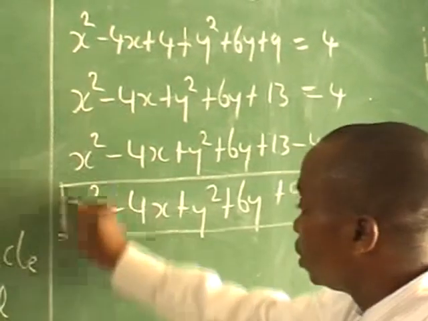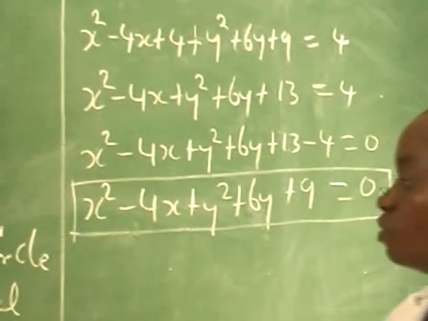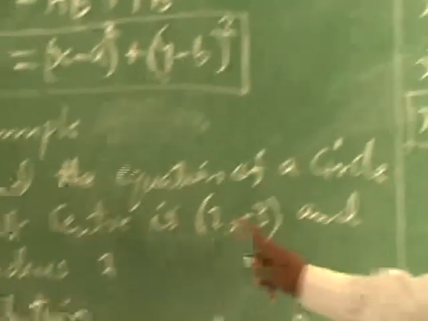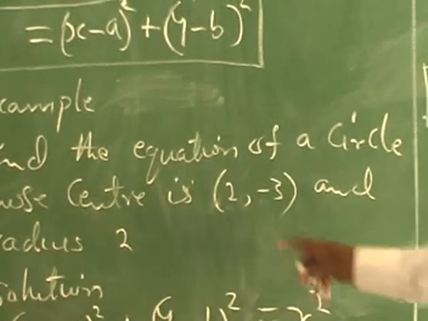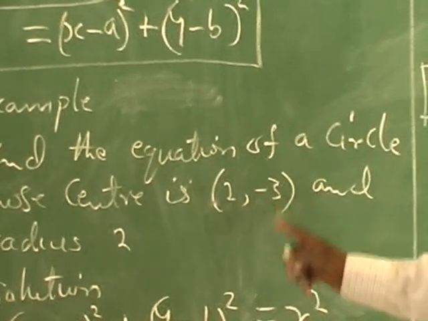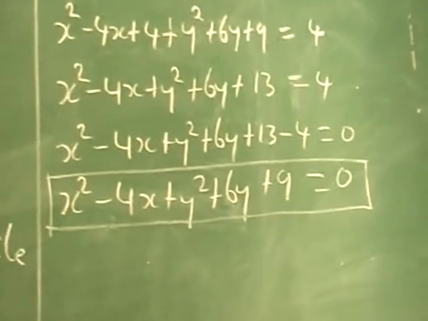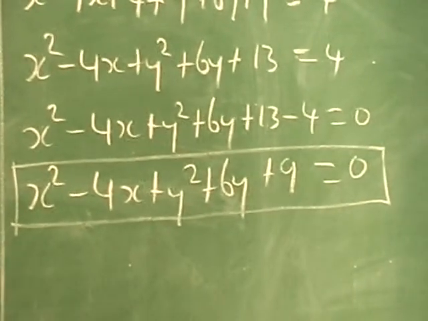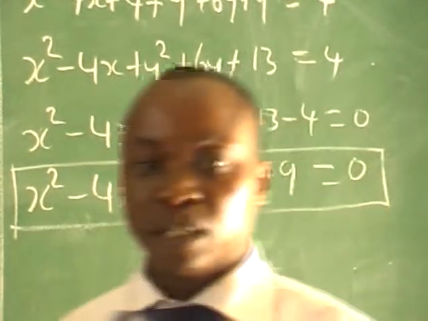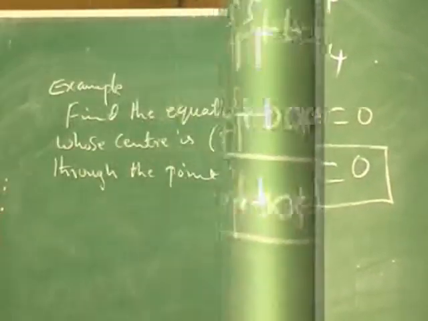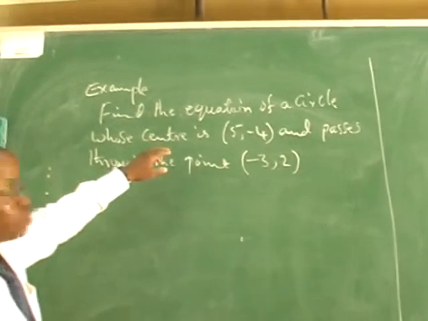As I said, we should find the equation of a circle whose center has coordinate 2 and minus 3 and the radius is 2. So this is the equation of the circle. Now we'll also look at other examples. We are taking another example.